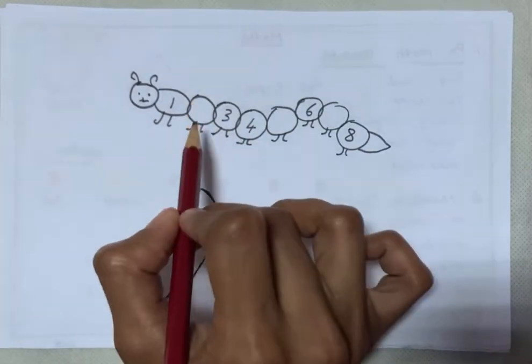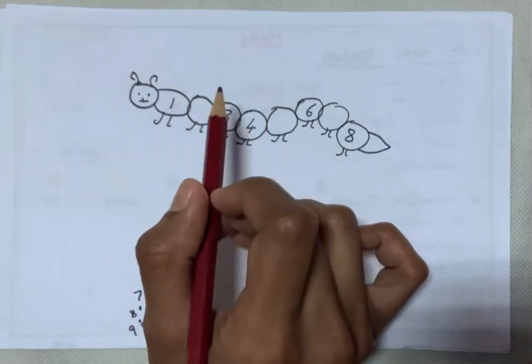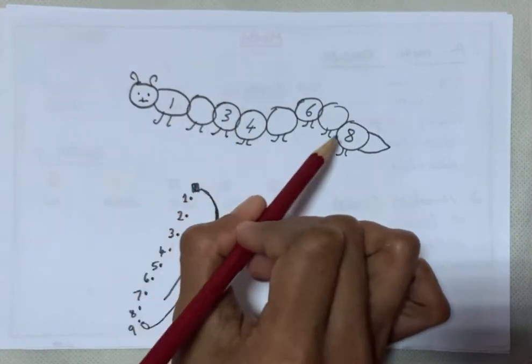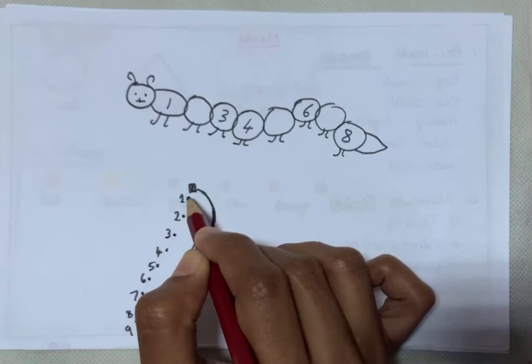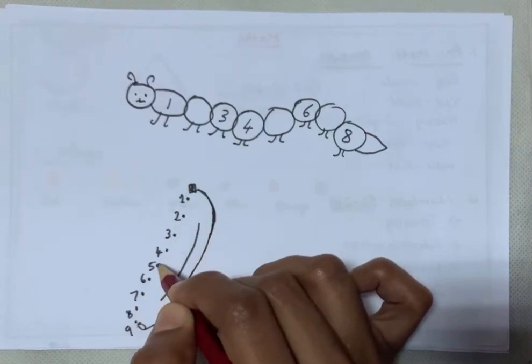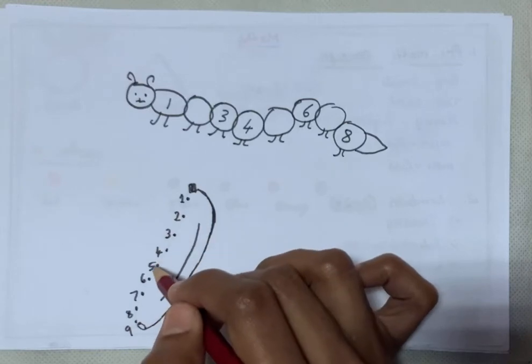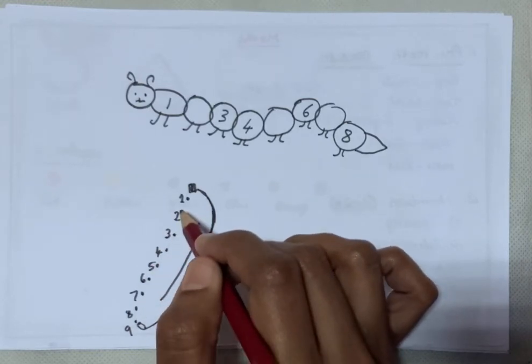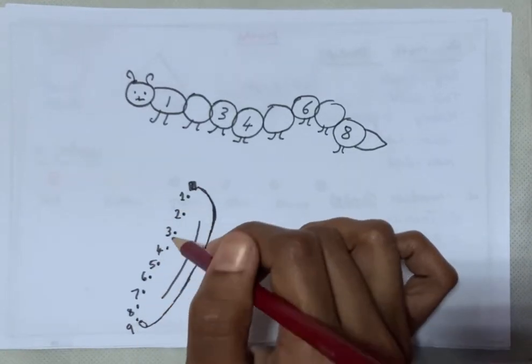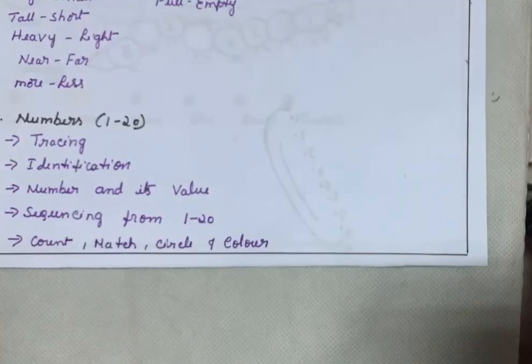Also after finishing this activity, give them these objects to color. Here they have to connect the dots with the help of numbers. While connecting the dots with the help of numbers, they also learn the concept of sequencing. After getting this banana picture, they have to color it.